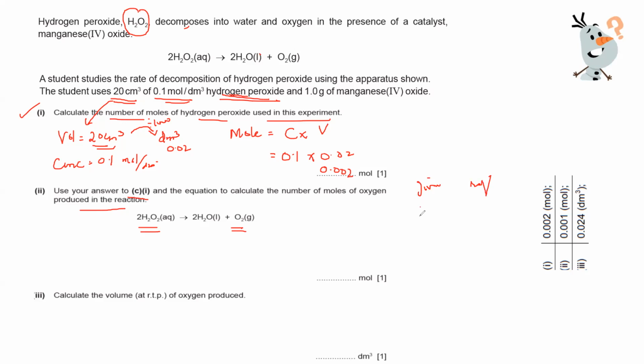So what is given to us, hydrogen peroxide, and what we require, oxygen. When you check the equation, if 2 moles of hydrogen peroxide are there, then there will be 1 mole of oxygen. So the ratio is 2 to 1. But how many moles of hydrogen peroxide are there in the question?